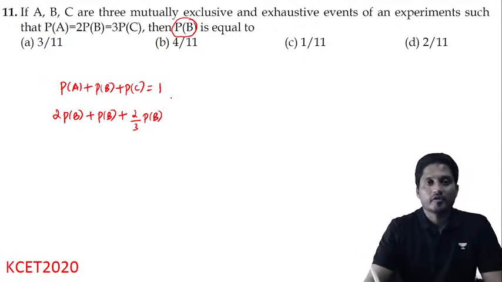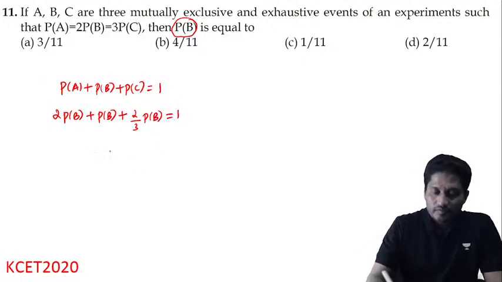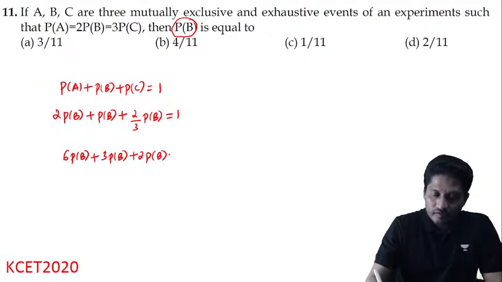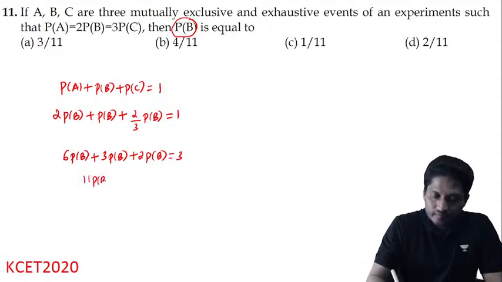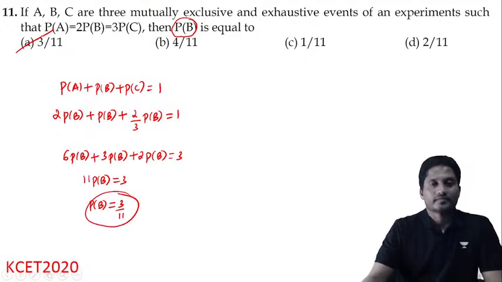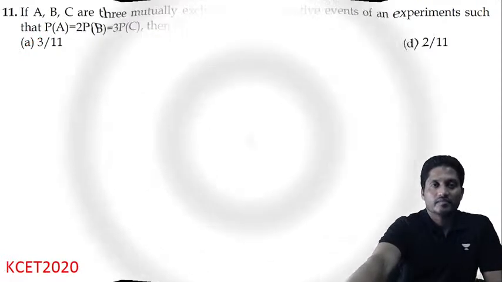P of B plus 2 P of B plus 2 by 3 P of B is equal to 1. If you take LCM 3, you will get 6 P of B plus 3 P of B plus 2 P of B is equal to 3. If you add all this, you get 11 P of B is equal to 3. And P of B is equal to 3 upon 11. Answer is option A. Alright, let's move to the next question.